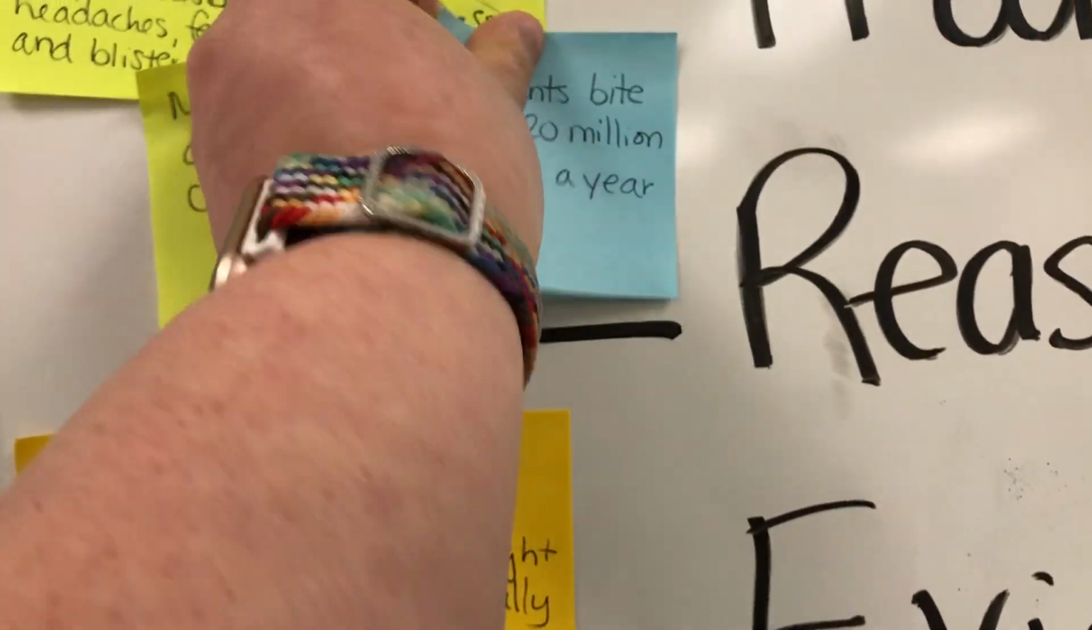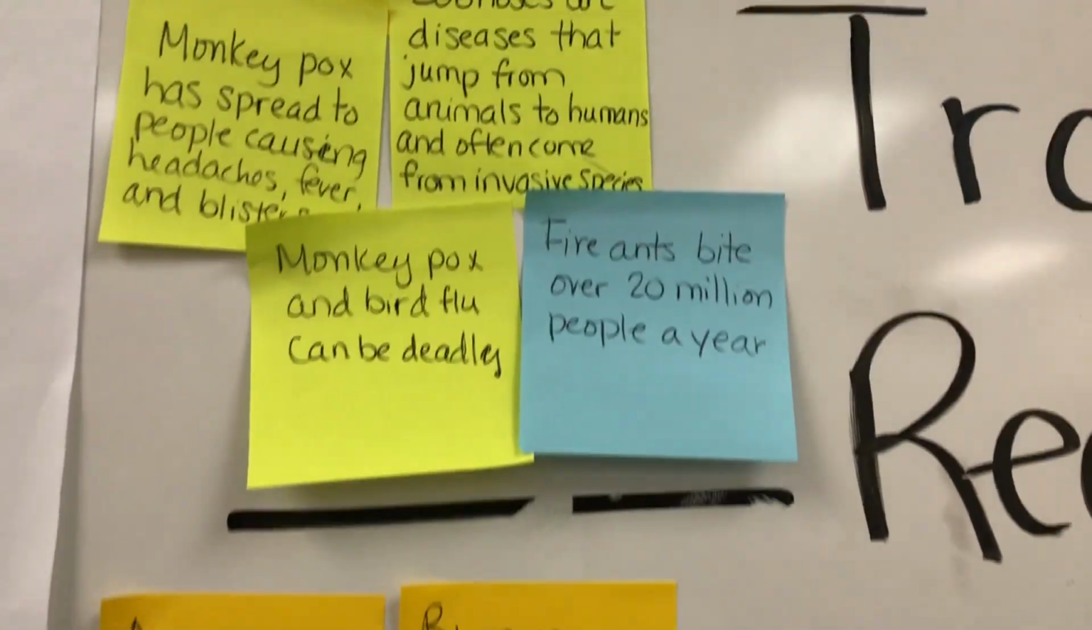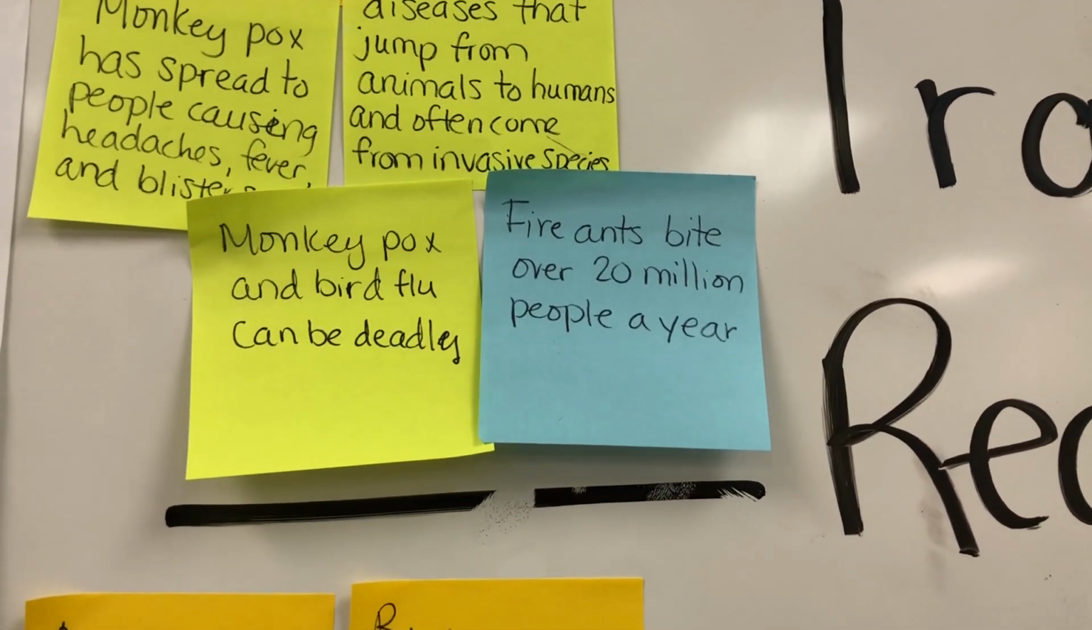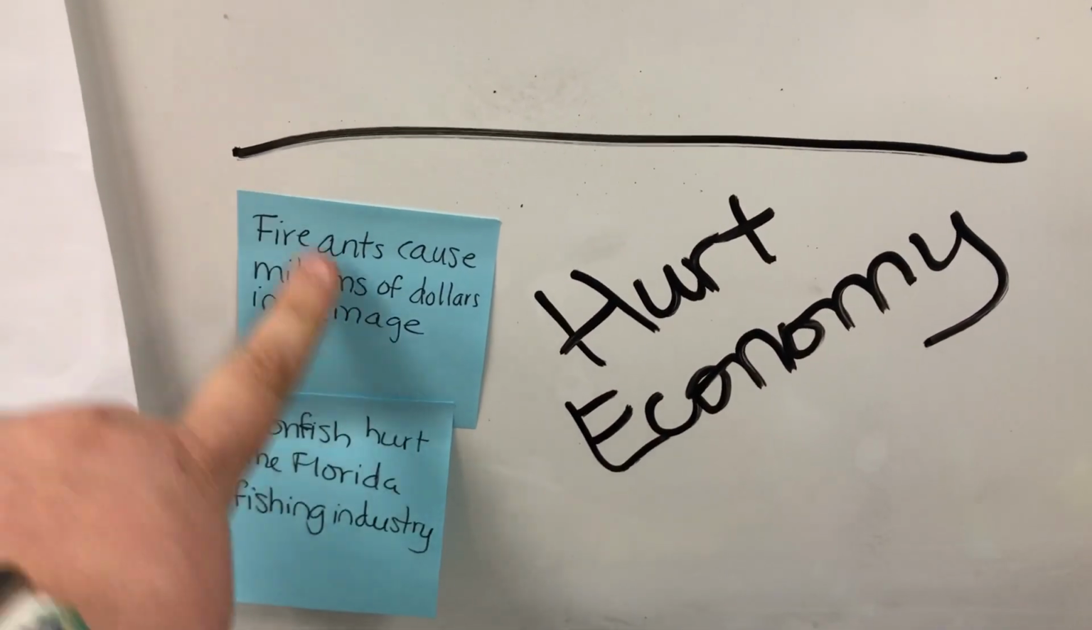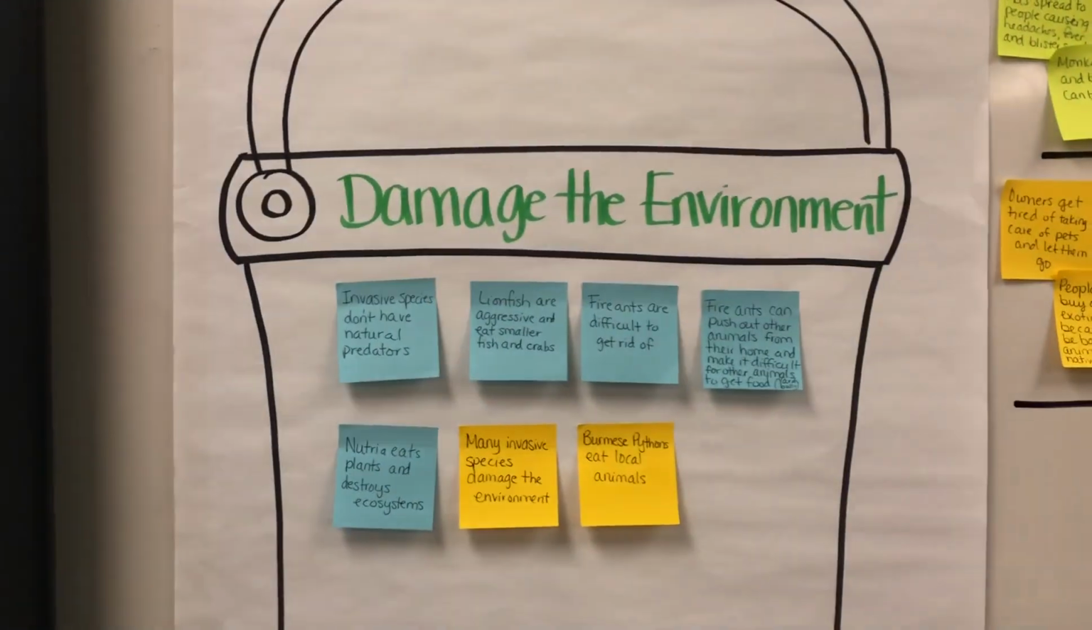And I have one that kind of fell. It goes right over there about fire ants biting millions of people. And this one shows how invasive species can hurt the economy. But then I decided to do the bucket on how they damage the environment.